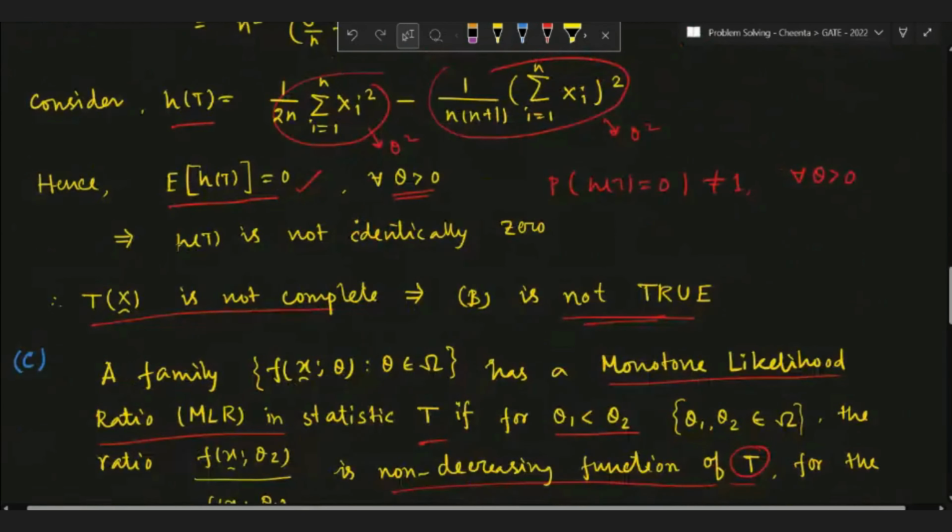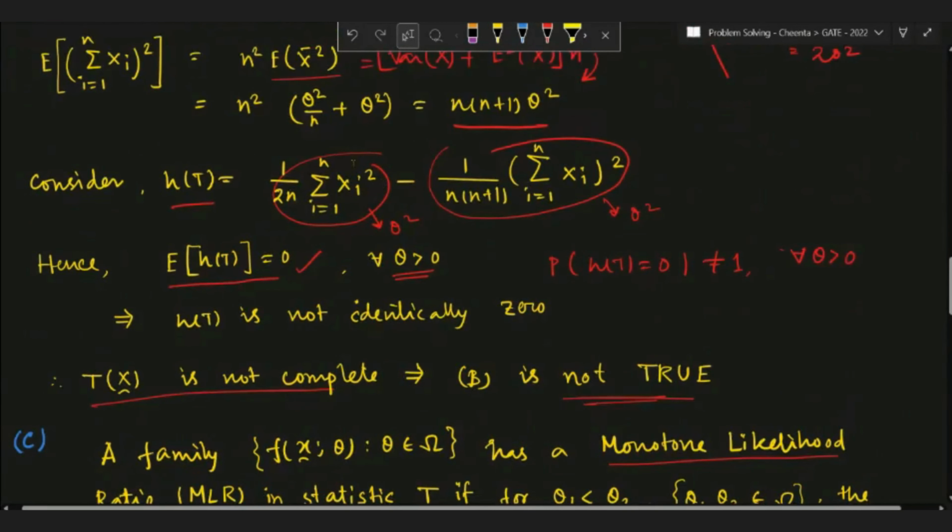So we can consider a function h(T) as 1 by 2n summation Xi square minus 1 by n into (n plus 1) summation Xi whole square. So the expected value of the first part is theta square and the second part is theta square also. Hence the expected value of the difference, that is the expectation of h(T), is theta for all theta greater than 0.